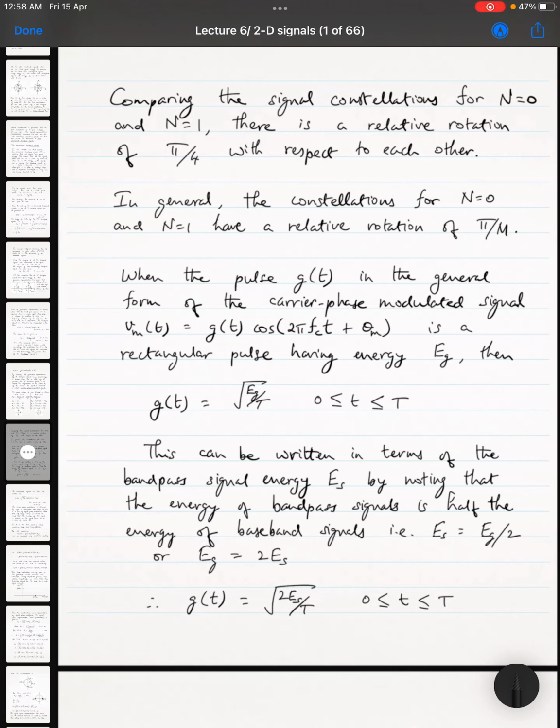root. Now since we know the relationship between the energy of the baseband signal and the bandpass signal, the bandpass signal energy is half the energy of the baseband, or equivalently the baseband energy is 2 times the bandpass energy. So we can write this baseband energy Eg as 2 times the bandpass energy Es. So we have g of t as square root of 2 Es by T over the interval 0 to T. So the energy is basically uniformly distributed in the interval 0 to T when the pulse shape is rectangular.